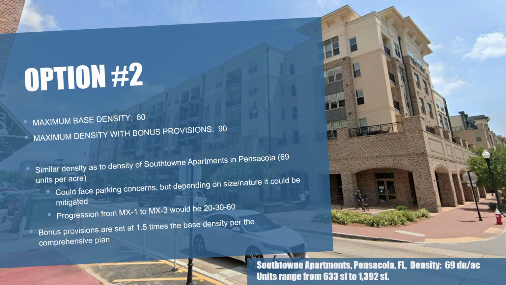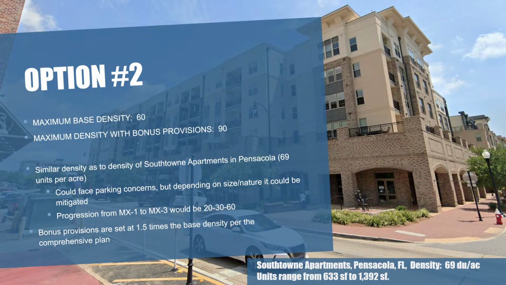The second option we're looking at is 60 and 90. That's doubling the maximum base density and bonus provisions from where we are now. It's a bigger jump, and for example, Southtown Apartments in Pensacola, if anyone's familiar with it, that project is at 69 dwelling units per acre. Scaling-wise, it doesn't look the size of Presidio, but it's much greater density, with units ranging from 600 square feet to about 1,400 square feet.